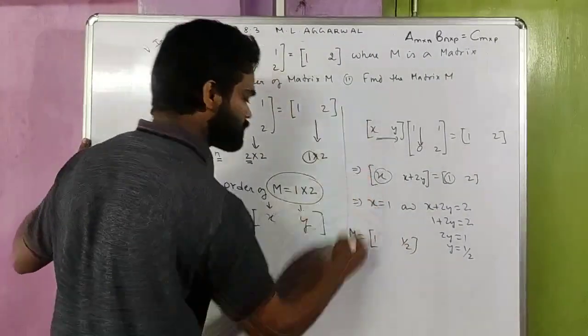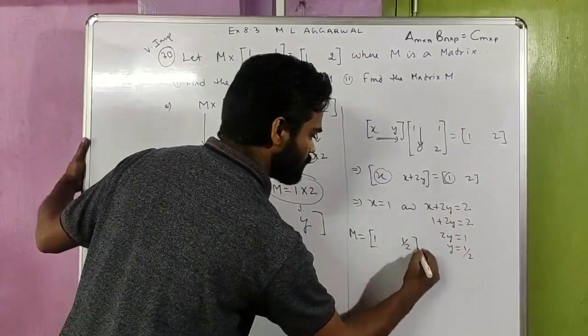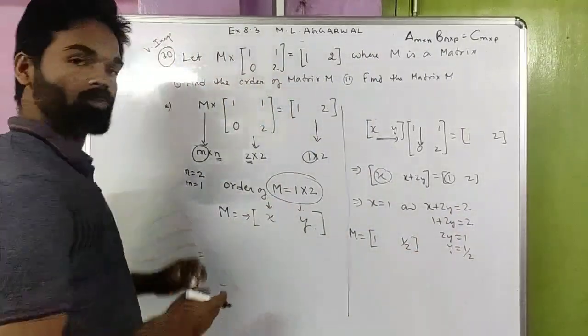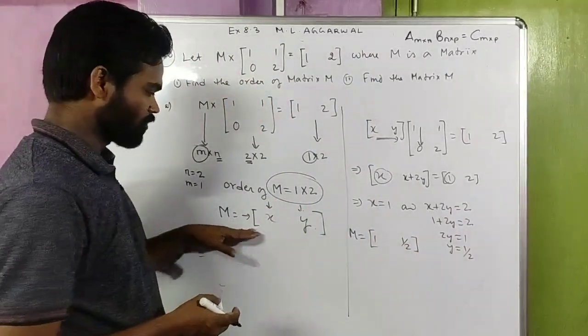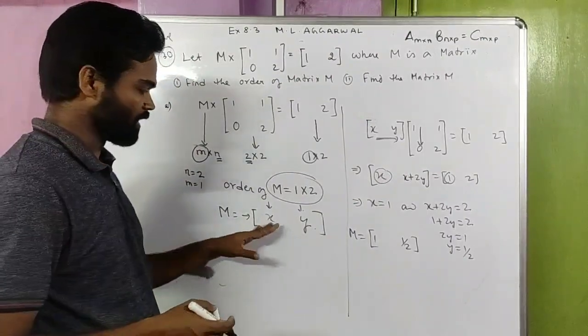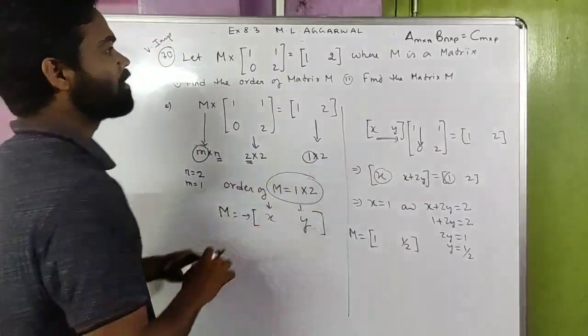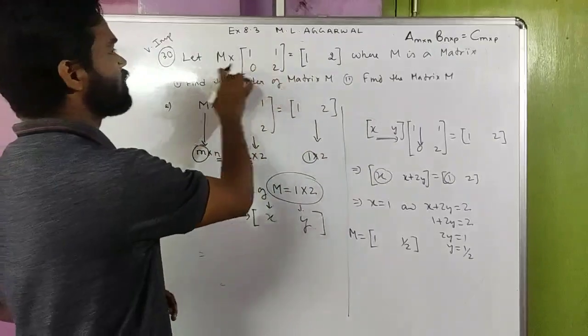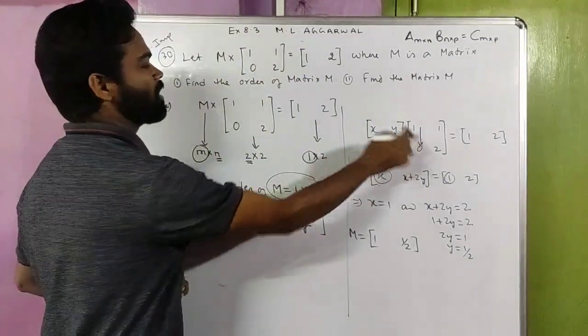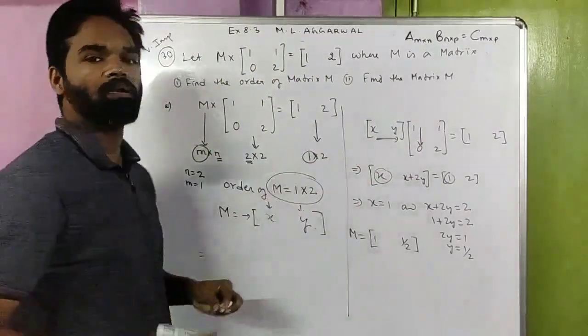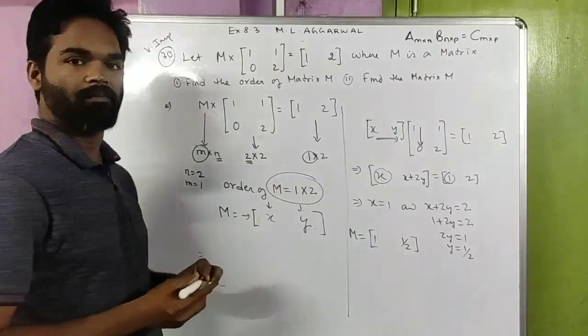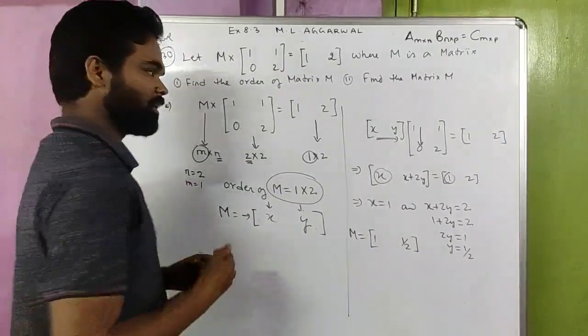So this is your matrix M. So the order of the matrix is 1 cross 2. So it has 1 row, 2 columns. So I have taken X and Y as the element, and then I have put it in the given condition that M multiplied by 1 1 0 2 gives you 1 2. A very important sum. Now we look at the next sum.